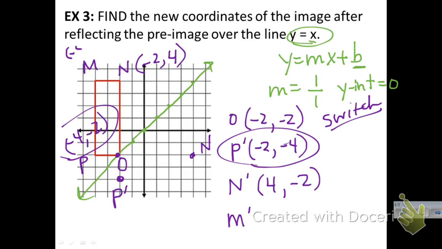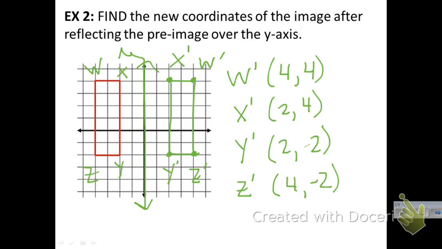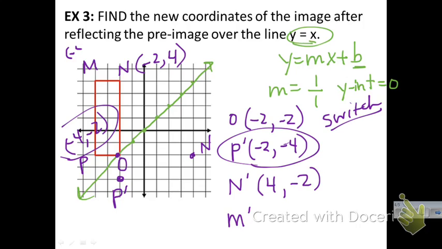And then to find M prime, our M here is back 4, up 4. And so when we reverse those coordinates, we get over 4, down 4. So over 4, down 4 puts us right here with M prime. And then here is our new rectangle.